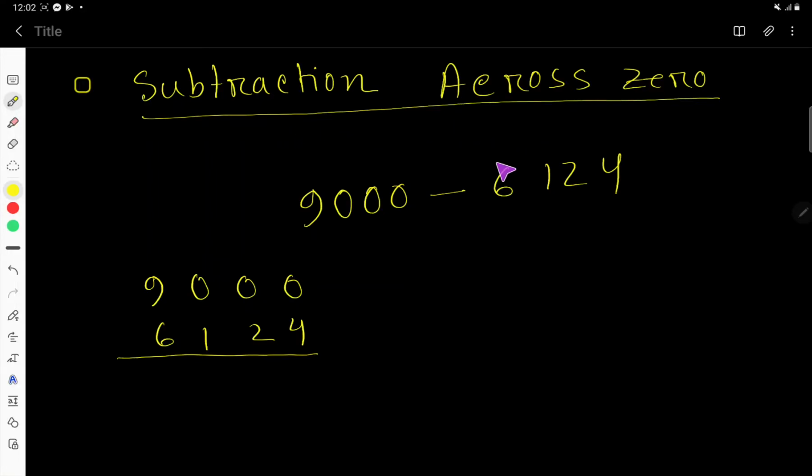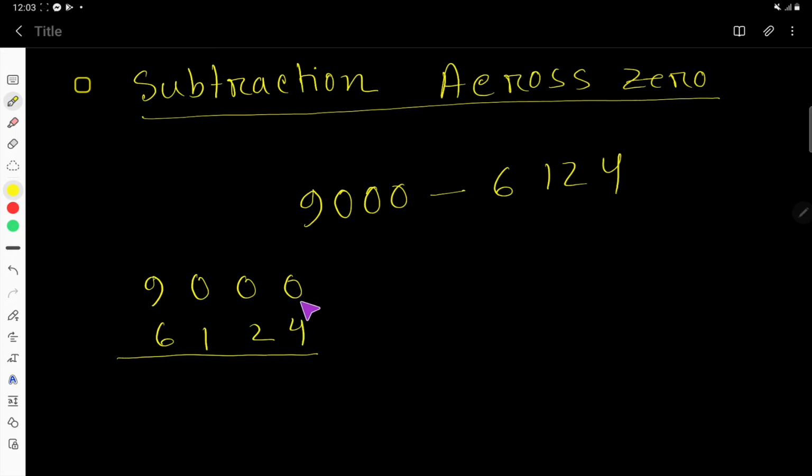Subtraction across 0. That is, we are going to subtract this number from this number. This number is larger than this number, so we'll write like this. This is the ones column, this is the tens column, this is the 100s column, and this is the 1000s column. So let us find the difference in the ones column.